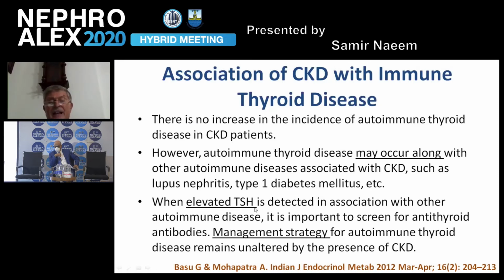And they gave an alarm to the clinician that whenever there is high TSH in association with other autoimmune disease, you have to think about autoimmune hypothyroidism and measure the anti-thyroid antibodies, which are the hallmark for diagnosing autoimmune thyroid disease. And the management strategy of hypothyroidism with chronic kidney disease remains not very clear.